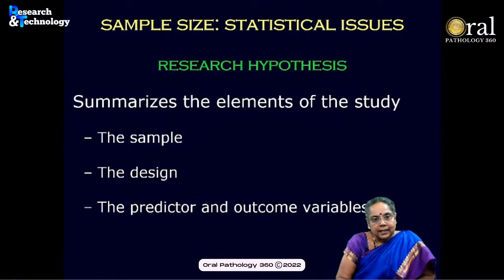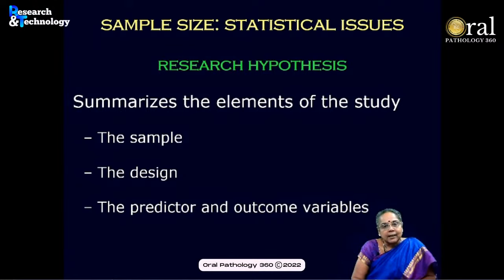So what is a research hypothesis? It summarizes the elements of the study: the sample, the design, the predictor, and the outcome variables. So in my example, the research question would be, do probiotics reduce the prevalence of oral candida in the elderly patients? So it tells you the sample, elderly. It tells you the design, randomized control trial, the predictor, probiotic, and the outcome, the colony forming unit.